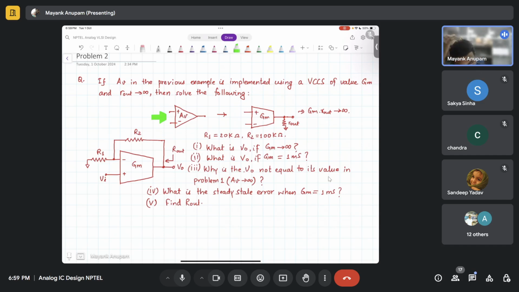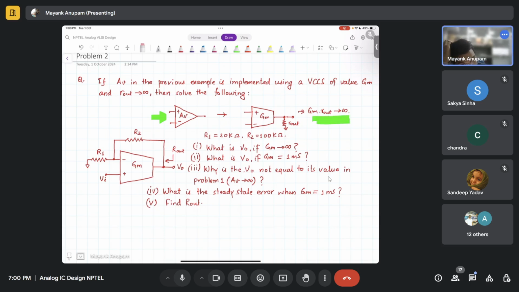So since we do not have an ideal VCVS, we use a VCCS, a voltage controlled current source. Now, a voltage controlled current source always has an output resistance, right? We know that there will be an output resistance. So for the time being, let's assume that it's an ideal VCCS, which has infinite output resistance, right? So its DC gain is also infinite, right?